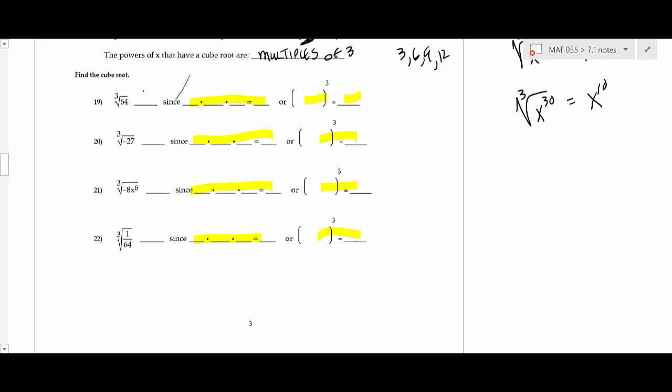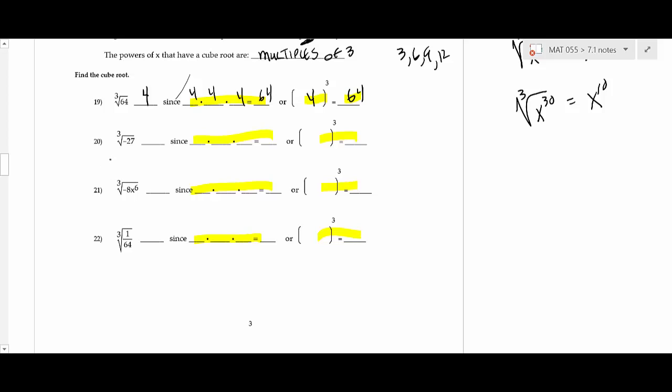Back on 19, what'd you get? 4, okay, right? All that means is 4 to the 3rd is 64, when you go backwards. Or you can think of it as 4 times 4 times 4 is 64. I want you to fill out the y part because you have to understand that, because you can check.